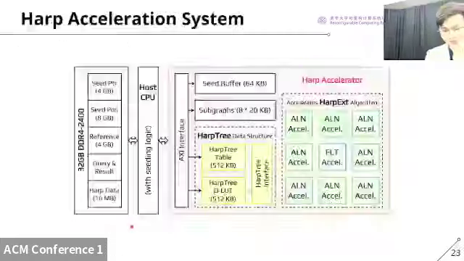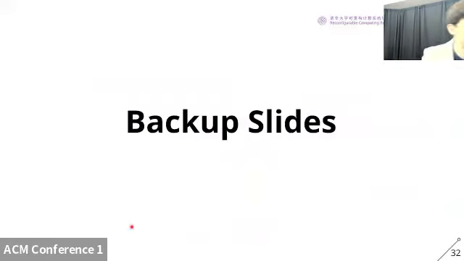I have some backup slides here. Oh, sorry, I didn't put that. So you can refer to my paper, in one subsection I discussed what's the side effect or downside of the pruning. So it will cause some inaccuracies, but we think it's acceptable.